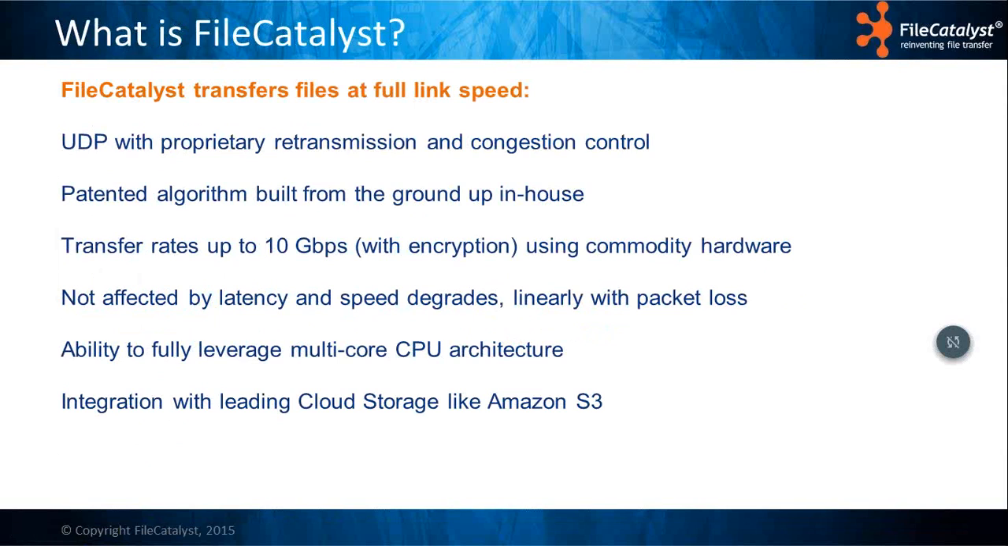We can achieve transfer rates up to 10 gigabits with our algorithm, even in harsh network conditions, meaning when you have severe latency and packet loss. We can do this on commodity hardware. There's no need to buy any specialized CPUs or hard drives to do it. We're not affected by latency and packet loss, as I already mentioned. We also now have an integration with storage solutions like Amazon S3, for example. If you want to move your content to or from S3, you can use FileCatalyst for that.